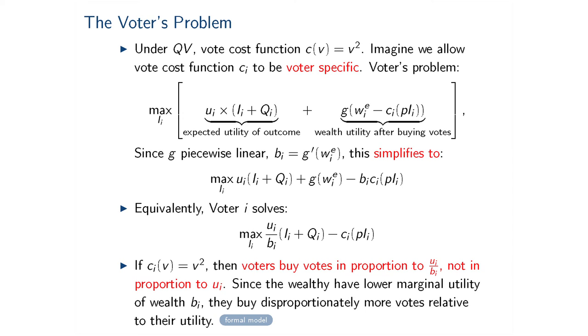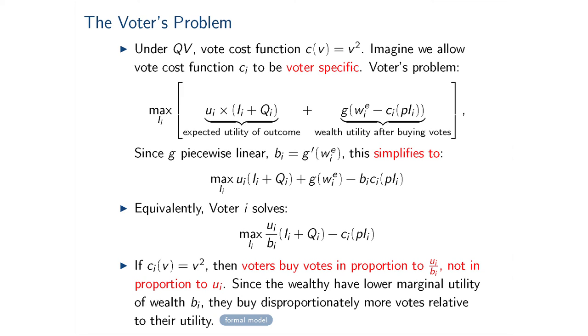If you use the piecewise linearity, and recall that Bi is the marginal utility of wealth at the wealth endowment, the expression simplifies to the second equation. We can get rid of the constant term because it doesn't affect the voter's problem as far as choosing the influence. If we divide through by Bi, that's just a positive number, so it's not going to affect the optimal influence.